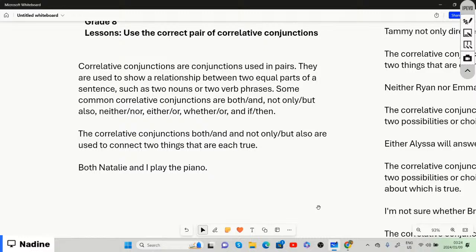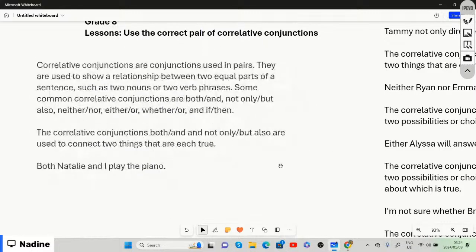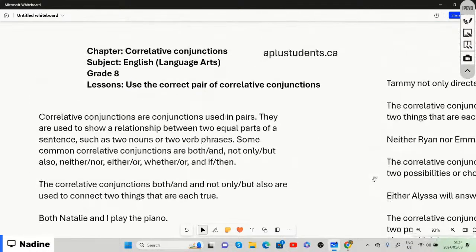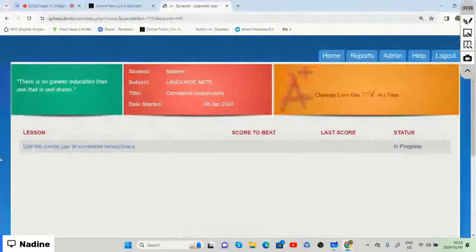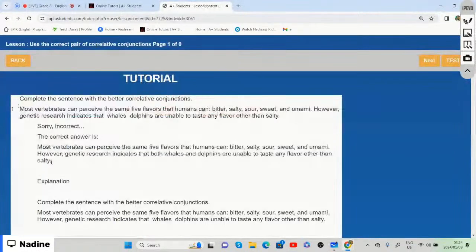All right, so we see that we are doing our tutorial lesson on aplusstudents.ca. So let's go to our tutorial lesson where we're going to use the correct pair of correlative conjunctions. So we're now going to look at specific sentences, right? And then we're going to complete the sentence with the better correlative conjunctions.